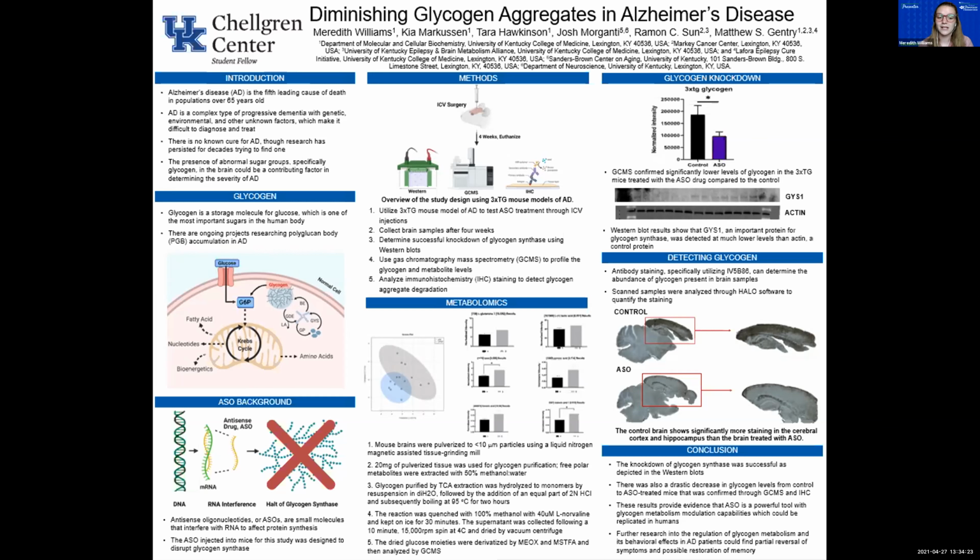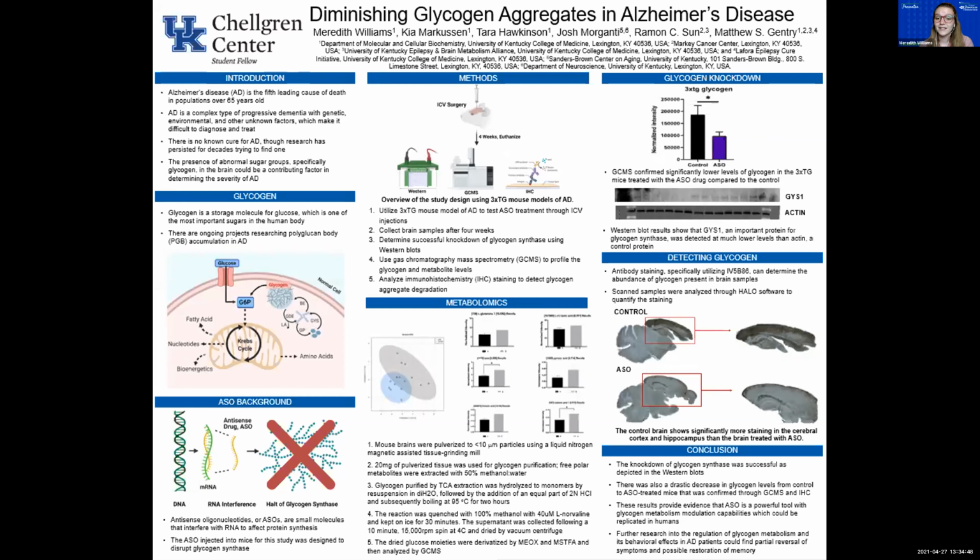We wanted to test out a way to stop production of PGBs by using antisense oligonucleotides or ASOs. ASOs work to disrupt protein synthesis by interfering with the RNA for that protein. And so the ASO that we chose to utilize in our study specifically interferes with glycogen synthase RNA.